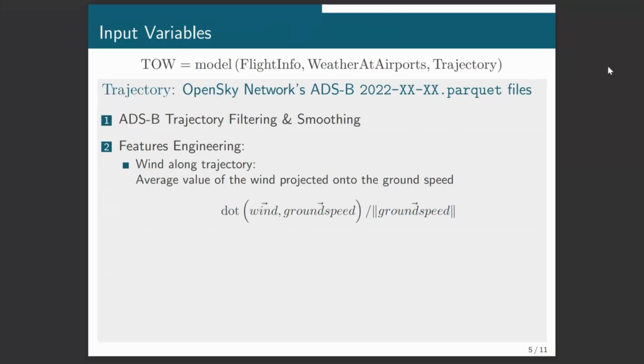Next, we have done some feature engineering, so extracting features from the sequence of points. So the first one is the wind along the trajectory, which is basically the wind projected on the ground speed, and you take the average, and it gives a sense if the wind is helping your flight going to where it wants to go or not.